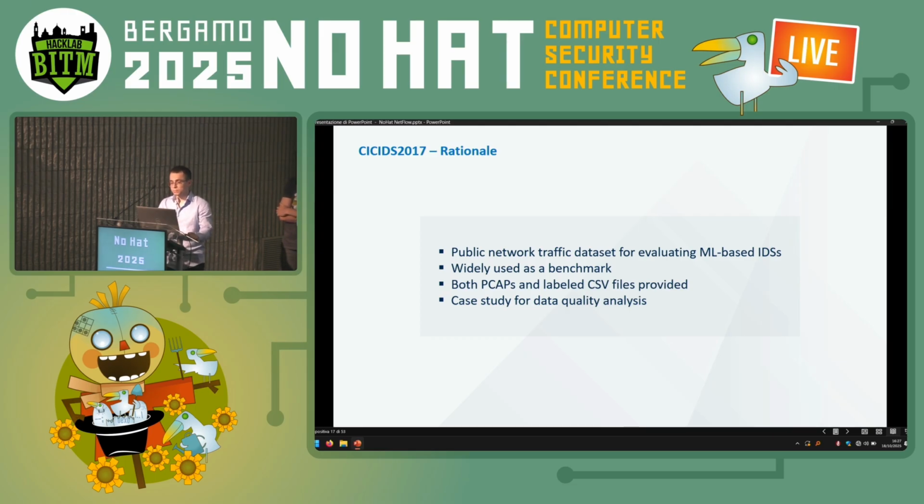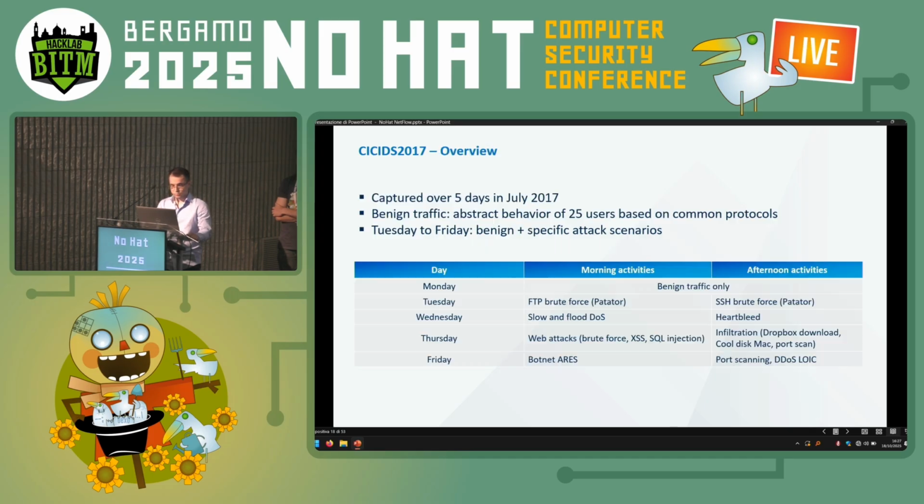So why this dataset in particular? Well, first, it's a public network traffic dataset that was designed specifically for evaluating machine learning-based intrusion detection systems. Second, it's a widely used dataset as a benchmark in the literature. Third, both packet captures and labeled CSV files are provided. So obviously, we need the packet captures for generating flows using NetFlowMeter. And lastly, it's an interesting case study for data quality analysis as it has some known issues.